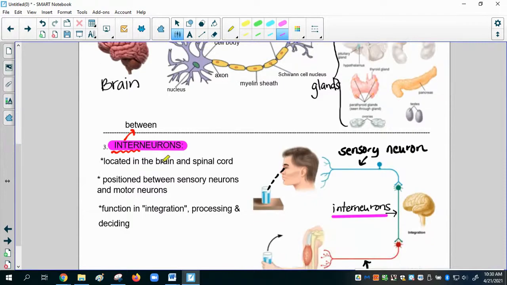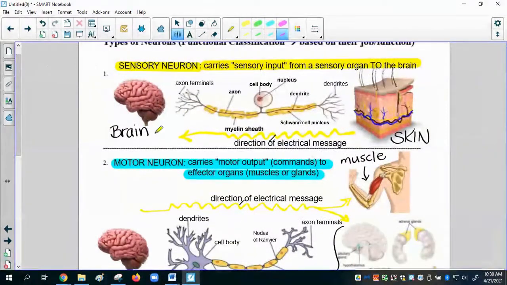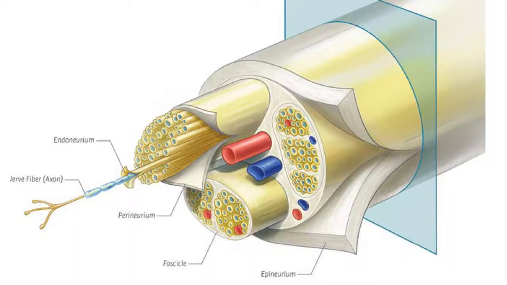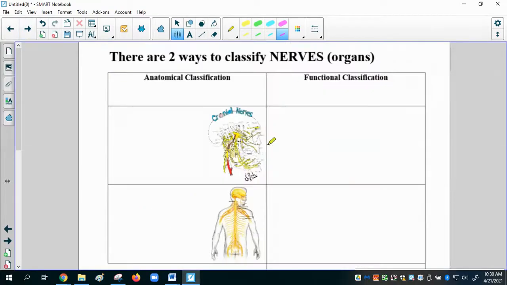So we've taken care of the type of neurons found in the brain and spinal cord. It's all interneurons. What type of neuron is found in the nerves? It's these 2. These 2 are found within the nerves, bundled into the fascicles, wrapped in all of the coverings. We find sensory neurons and motor neurons. So the last topic for today's lecture is there are 2 different ways to classify nerves.